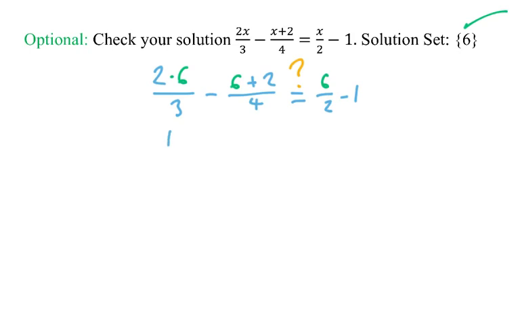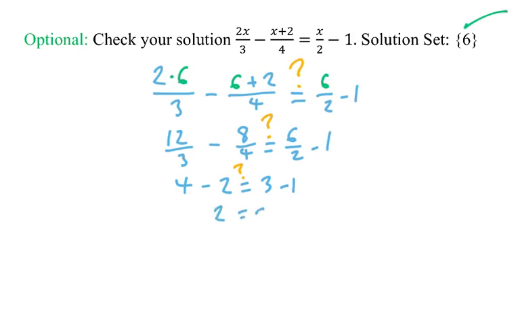2 times 6 is 12, so we have 12 over 3. 6 plus 2 is 8, so we have 8 over 4. And I'm going to leave this for just a minute. It'll be more dramatic if we simplify all the fractions at once. Again, we're wondering, does that indeed make that equal? 12 over 3 is 4. 8 divided by 4 is 2. 6 divided by 2 is 3. Is it true that 4 minus 2 equals 3 minus 1? Yes, because this side, the left side would be 2, and the right side would be 2.